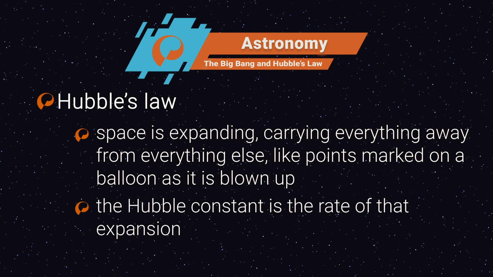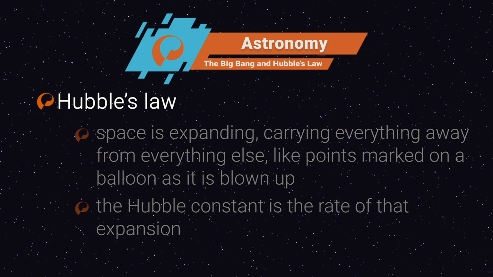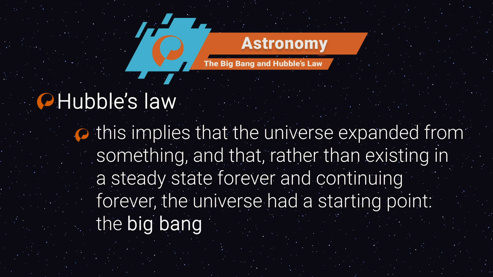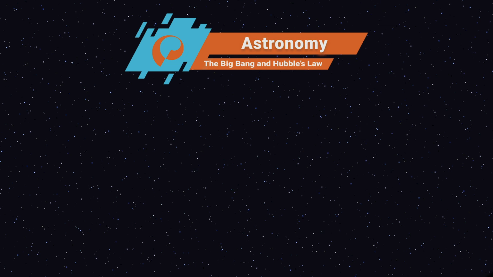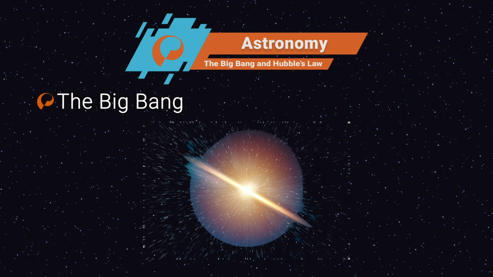The Hubble constant is the rate of that expansion. This implies that the universe expanded from something, and that, rather than existing in a steady state forever and continuing forever, the universe had a starting point, the Big Bang. The Big Bang is defined as when an infinitely dense singularity exploded, releasing all the energy in the universe.